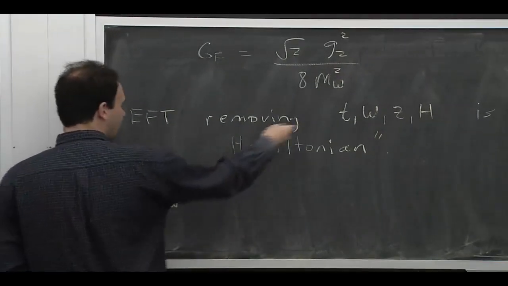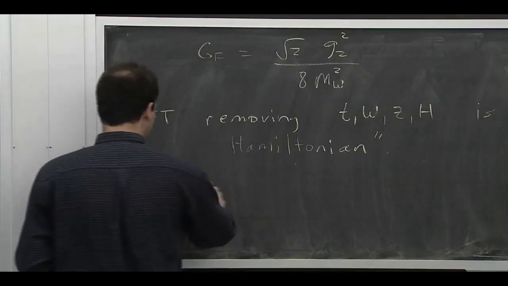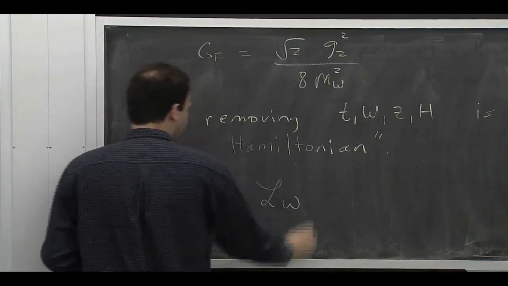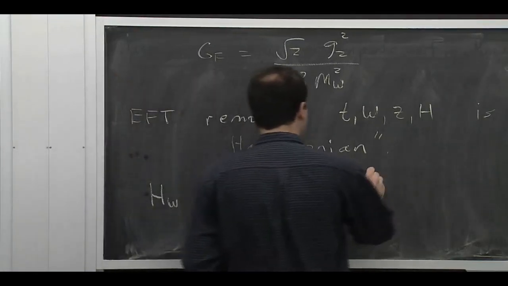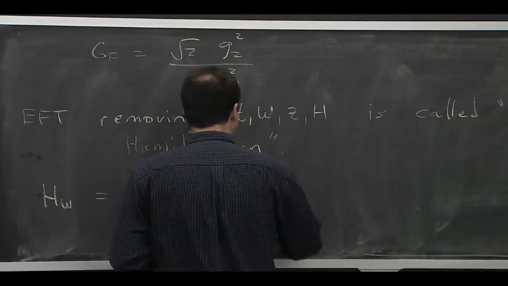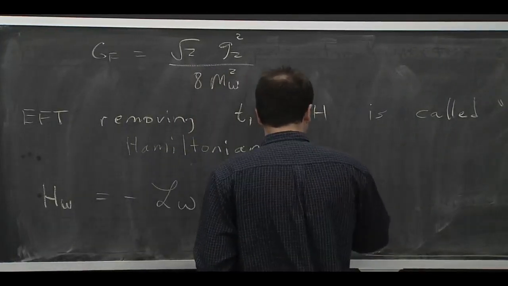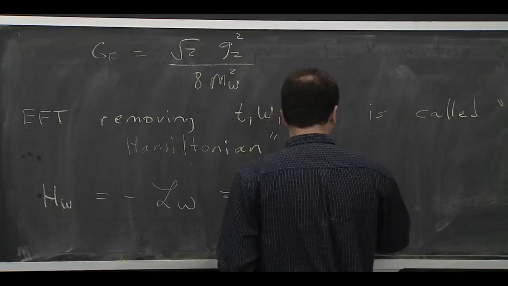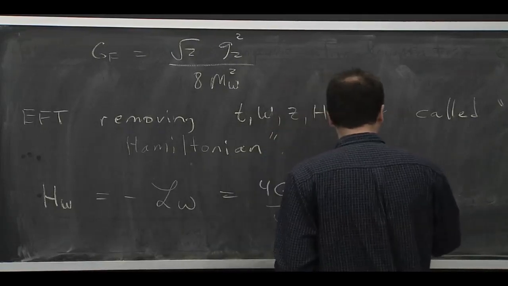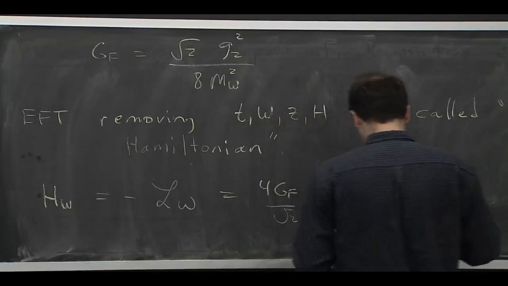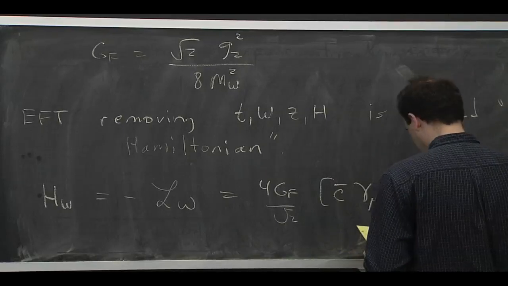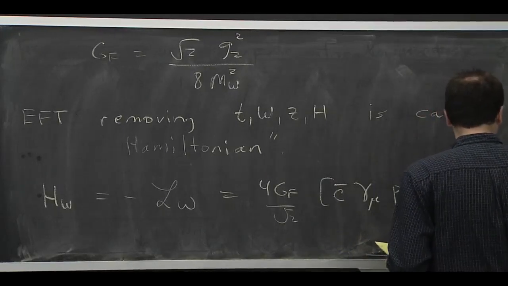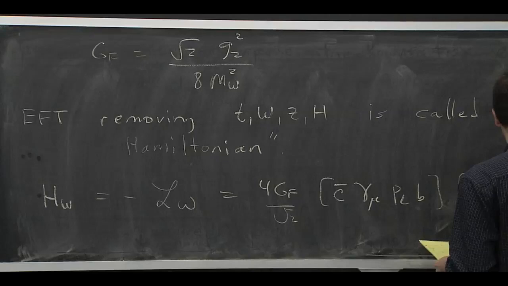So people often call this an electroweak Hamiltonian, which is just minus the Lagrangian. So then that's 4G_F over root 2. And as a Hamiltonian, we write fields instead of spinors. So we have this four-quark operator. And we would have determined the Hamiltonian from tree-level matching from what we've done. And this would be the result.